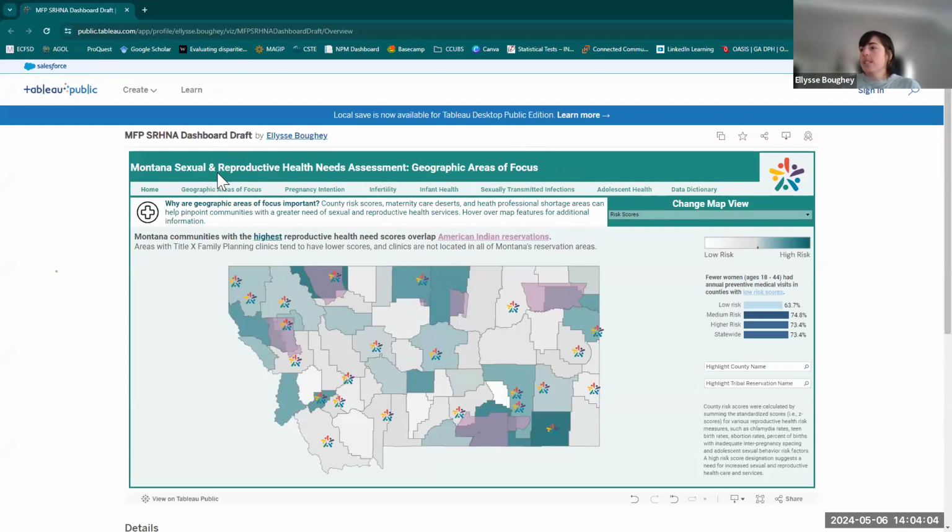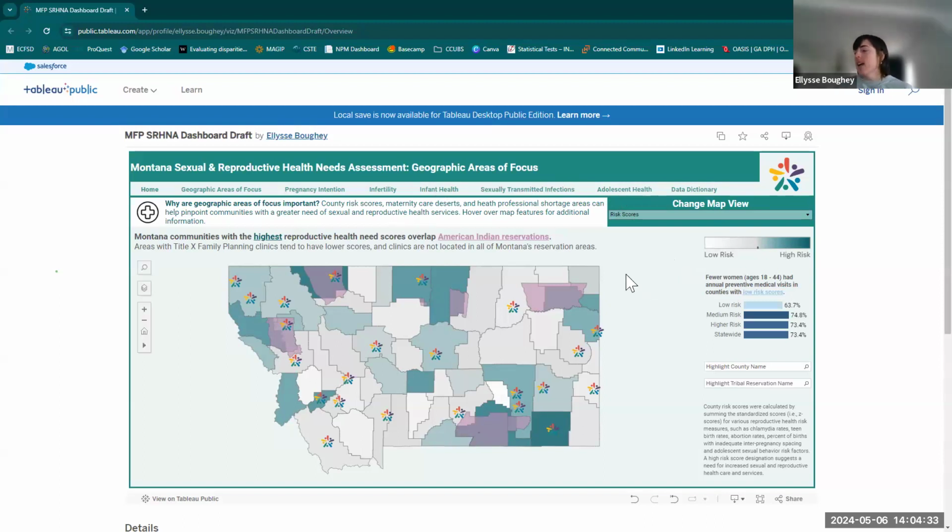And so this page that I'm showing you here is our geographic areas of focus, and that's where all of the county level data lives in map form. We also have data categorized in a pregnancy intention section, infertility, infant health, sexually transmitted infections, and adolescent health. And I don't have enough time, unfortunately, to run through the entire dashboard. So I'm just going to give you a little glimpse on this map that's shown here.